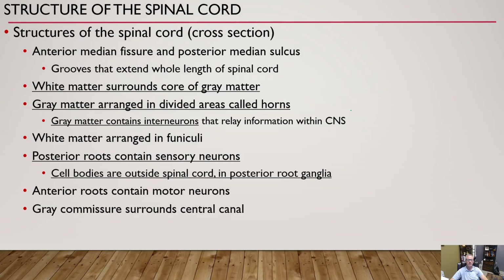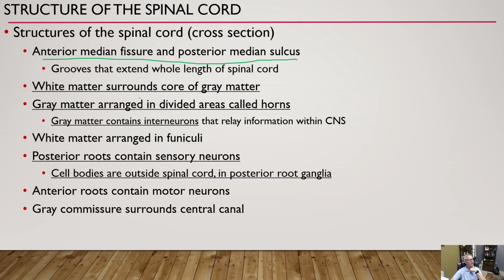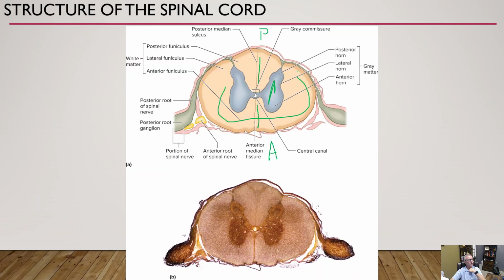And we have this first sentence that says the anterior median fissure and a posterior median sulcus. So we have this anterior median fissure and this posterior median sulcus. Remember, anterior means towards the front, so that's the front of your body. Posterior means towards the back, so that's the back of your body. And then we have these grooves that extend the whole length of the spinal cord, which are not pictured here.